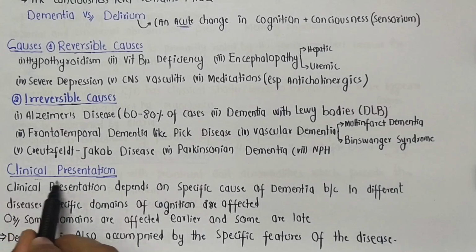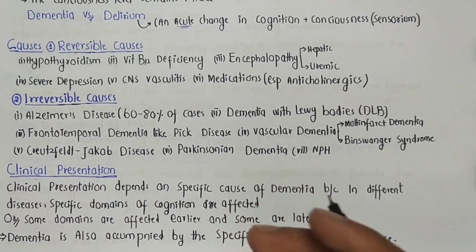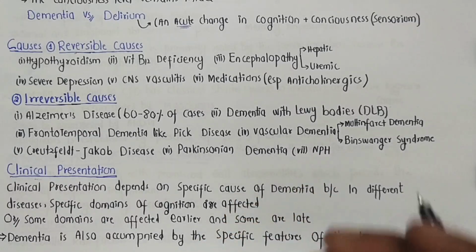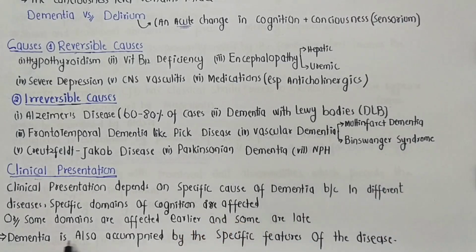Now let's talk about the clinical presentation of dementia. The clinical presentation depends on the specific cause of dementia, because in different diseases specific domains of cognition are affected, or some domains are affected earlier in the course of the disease and some in the later stages. Remember, dementia is also accompanied by the specific features of the disease, like we see in Parkinson's disease and dementia with Lewy bodies. The dementia is accompanied by motor symptoms like postural instability, gait disturbances, and bradykinesia.